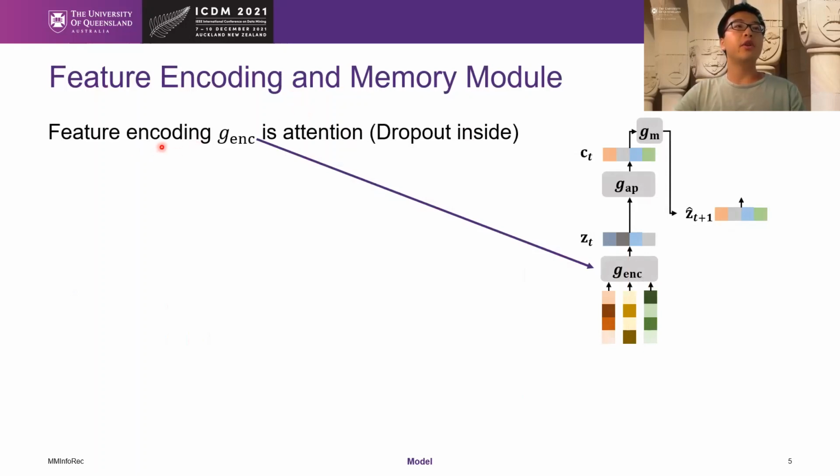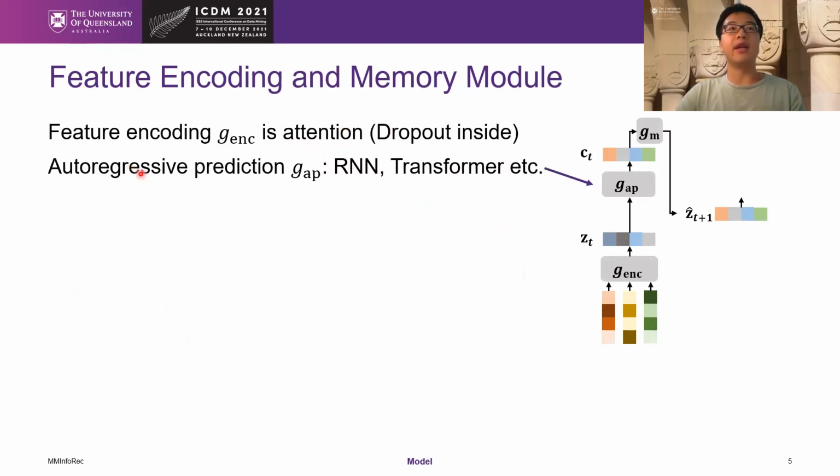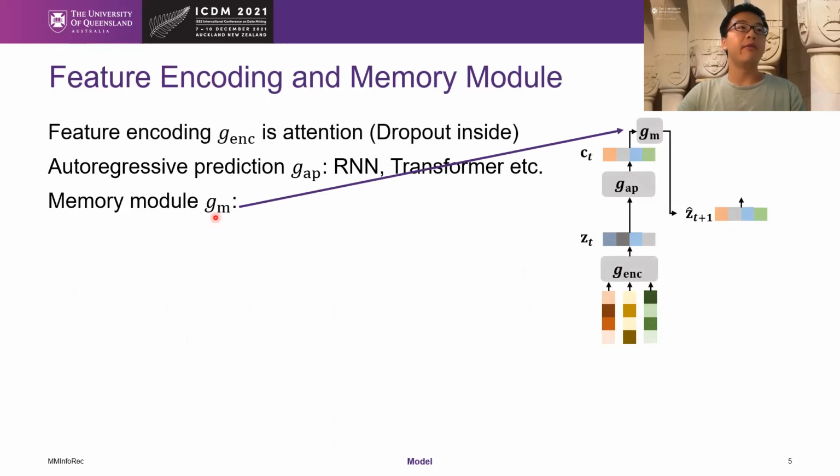The feature encoding function is an attention model, so there will be a dropout function inside this attention. And the second one is the GAP, which is the auto-regressive prediction. Usually we use similar structures like RNN and transformer, as in previous work, so they are basically very similar. And the third one is the memory module, G_M.